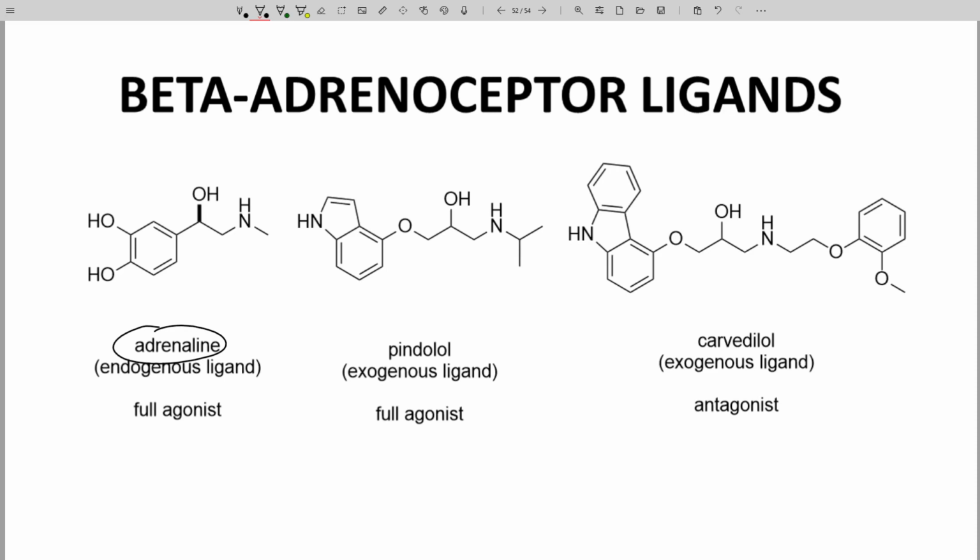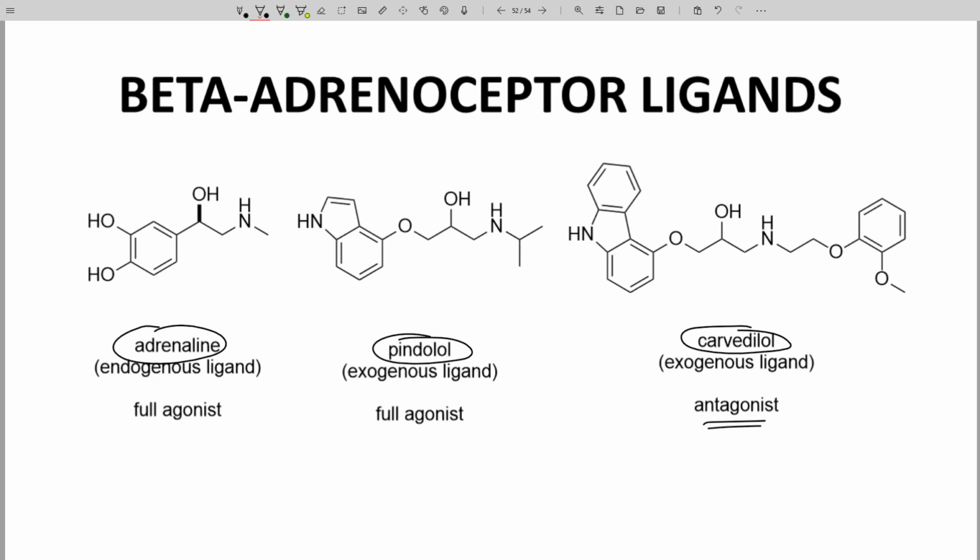The second structure is pindolol. This is a full agonist. It's also an exogenous ligand. It's an unnatural ligand. So it's a full agonist. It resembles adrenaline. Great. The third structure is carvedilol. Another exogenous ligand. It is an antagonist.